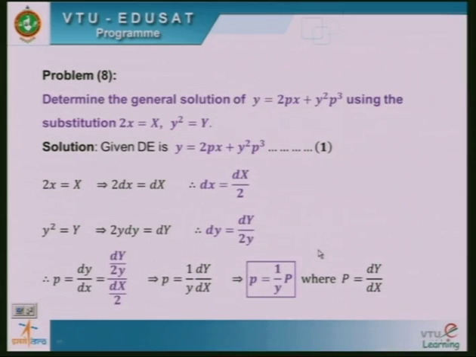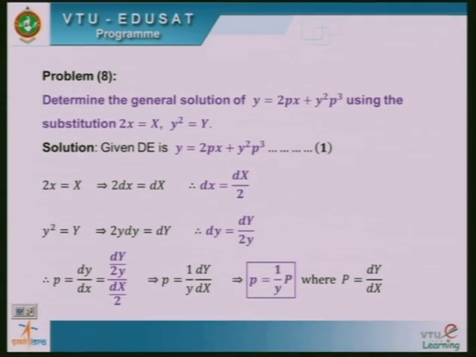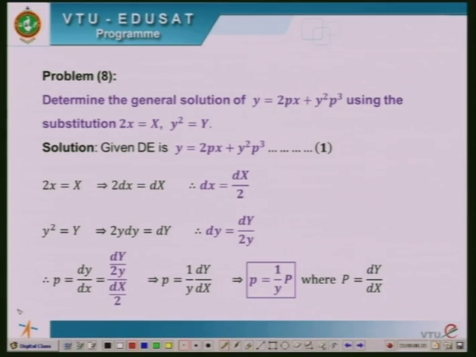Now consider problem number 8. Determine the general solution of y equals 2px plus y square into p cube using the substitution 2x equals capital X and y square equals capital Y. Given differential equation: y equals 2px plus y square p cube.